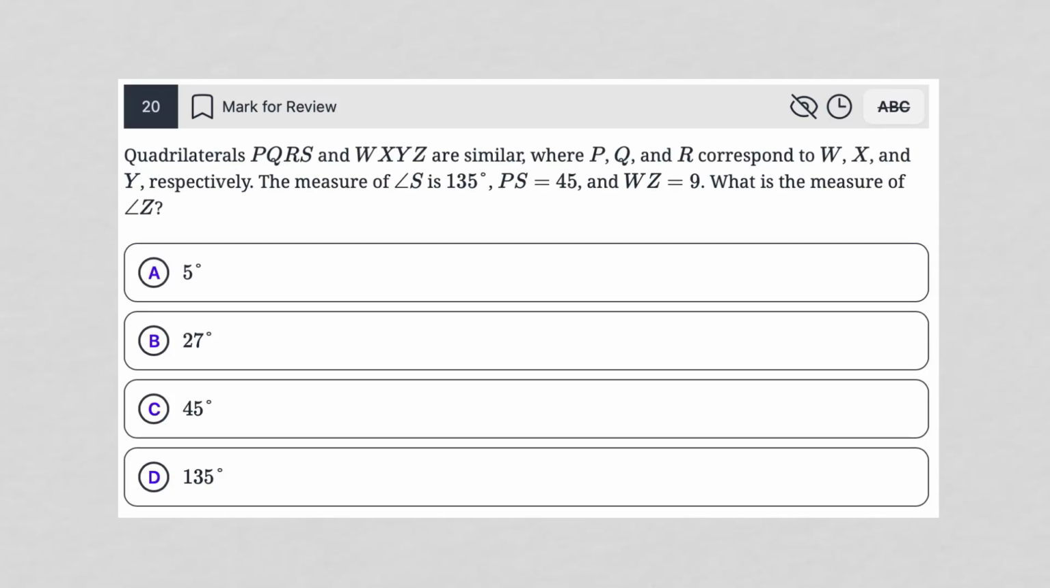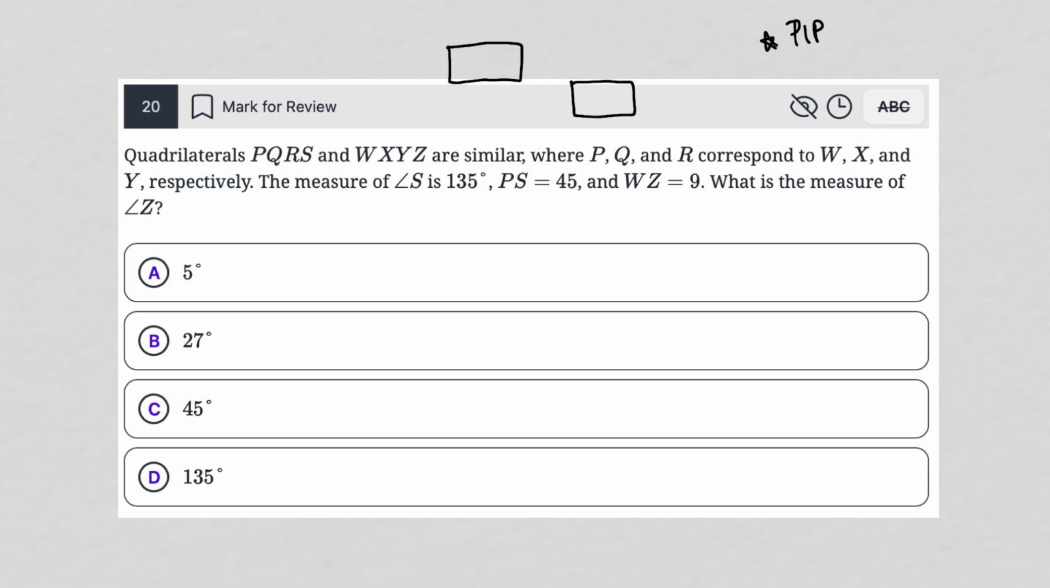So this question says quadrilaterals PQRS and WXYZ are similar. I don't know what type of quadrilateral this is, so I'm going to just draw it as a rectangle. It could be wrong. So again, I'm using plug in picture as my strategy, and it's okay to be wrong, right? I can just redraw it if I'm wrong.